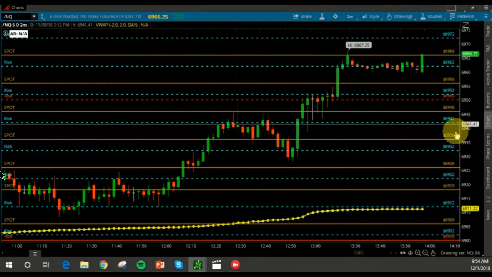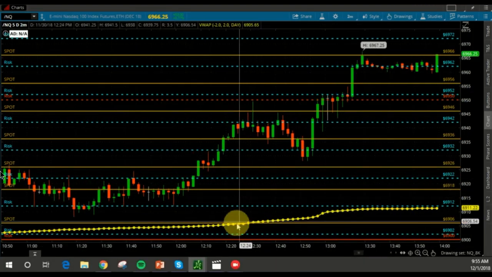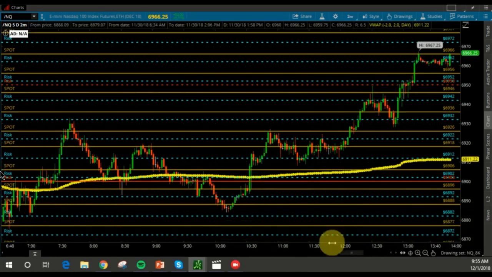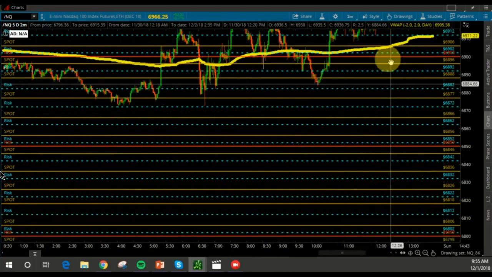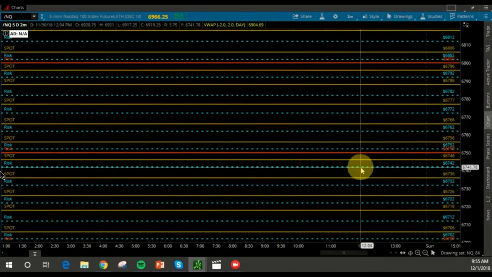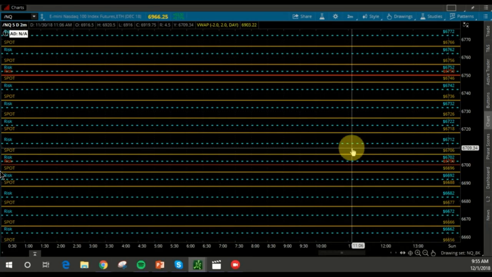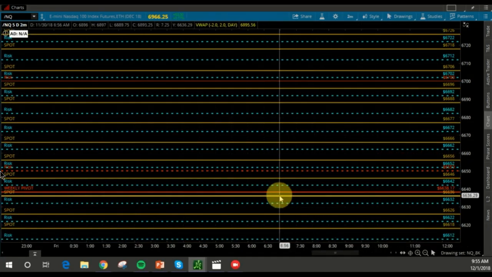chart. Look where the weekly pivot is. You want to talk about the bulls being in control? Look where the weekly pivot is on this chart. Whoops. 300 handles lower. It's right here.